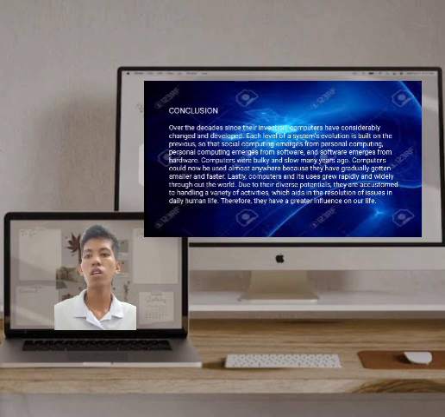Lastly, computers and their uses grew rapidly and widely throughout the world due to their diverse potential. They are used to handle a variety of activities which aid in the resolution of issues in daily human life. Therefore, they have a greater influence on our life.